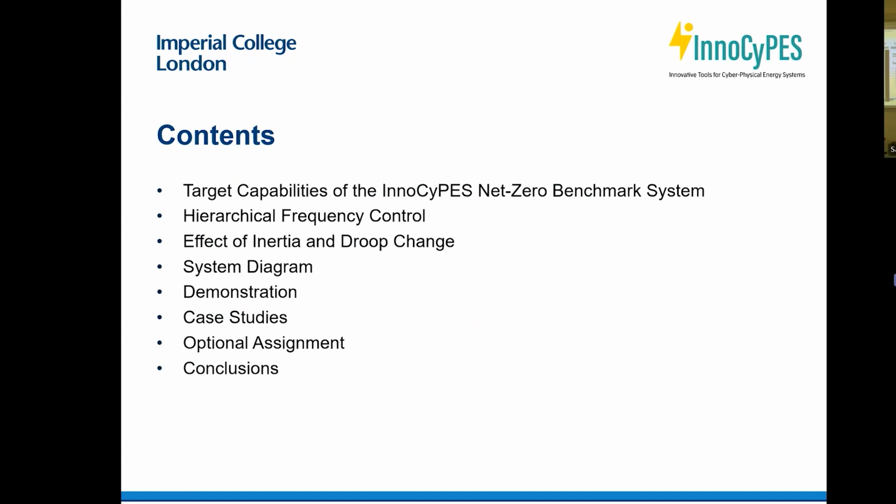In this presentation, first I'm going to talk about the target capabilities of the InnoCyPES Net Zero benchmark system. Then, before I explain the system diagram, I will talk about hierarchical frequency control and the effect of inertia and droop change. And then the system diagram is introduced. It is followed by a demonstration of the test system in Simulink. And then case studies will be studied. An optional assignment will also be recommended, and the talk will be wrapped up by the conclusions.